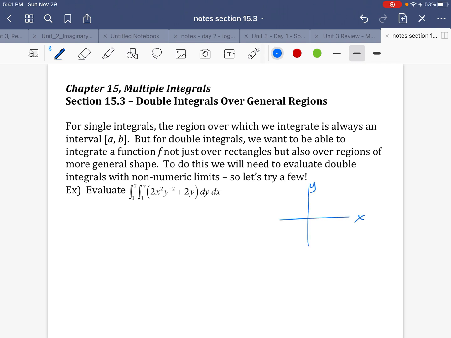So I have x and I have y. And so because dy is written first here, this is y equals 1 and y equals x. So y equals 1 goes across here. y equals x goes there. They, of course, meet when x is equal to 1. And then over here I have x equal to 1, x equal to 2. So x equals 1, x equals 2 is this region right in here. So that is a little triangular region that we're doing here.